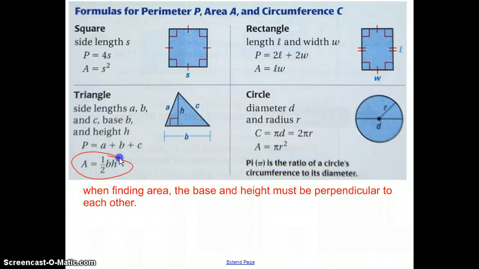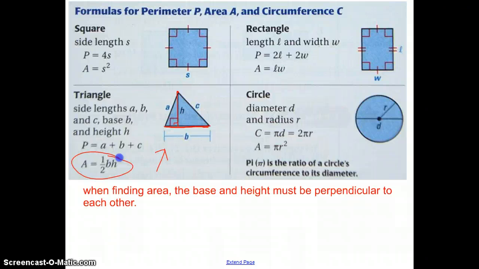So looking at this triangle here, the base is going to be a side length. So in this one, it is this side length. But when you're finding area, your base and height, your two dimensions, they have to be perpendicular to each other. So the height is going to go from a vertex. It's always going to be coming from a vertex perpendicular to the side length that is the base. So these two are perpendicular to each other. Base and height must be perpendicular.